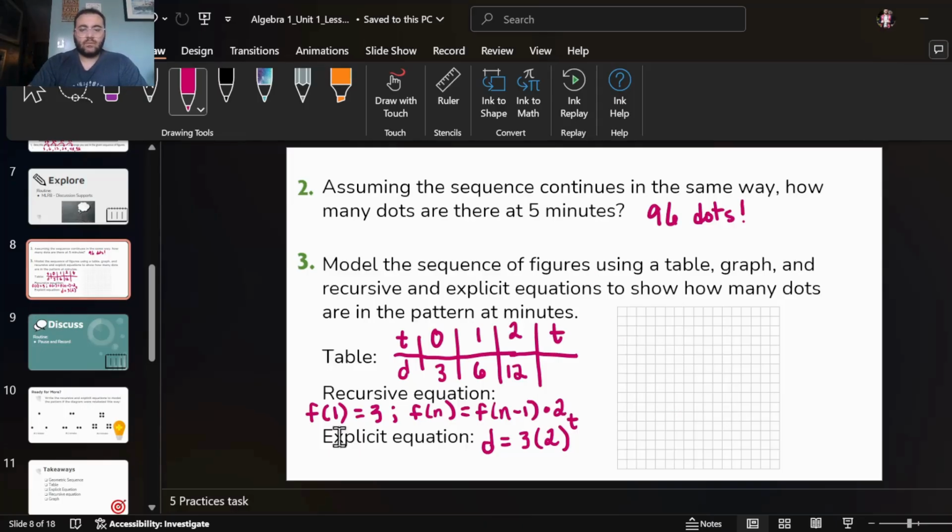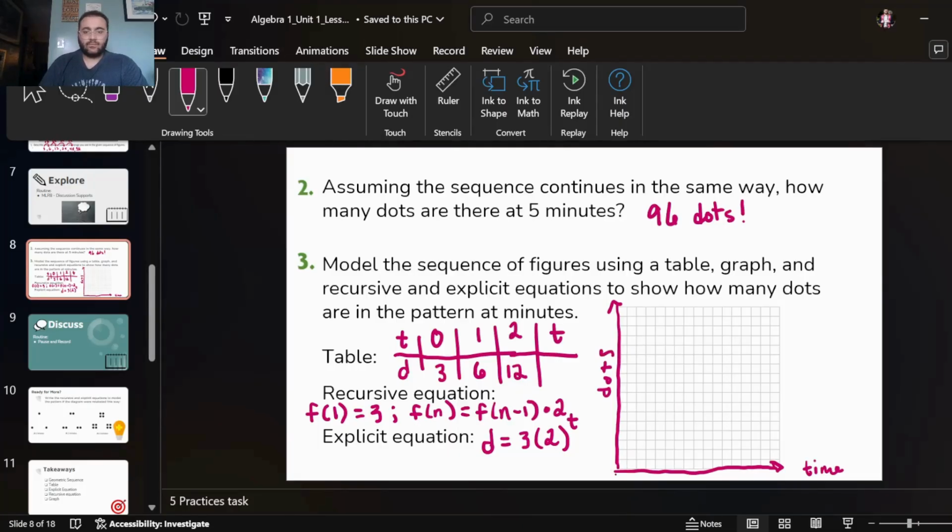We can also plot these points. In Open Up Algebra 1, I always recommend to count by ones here. So this will be time, our independent variable, and this will be dots. Oh, that was impressive. I can't believe I did that.